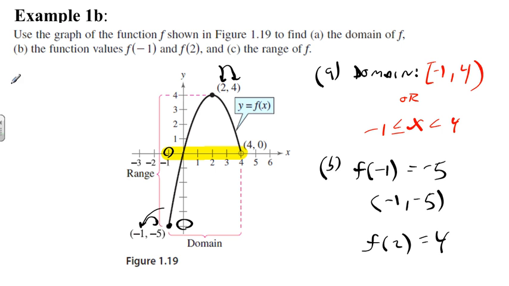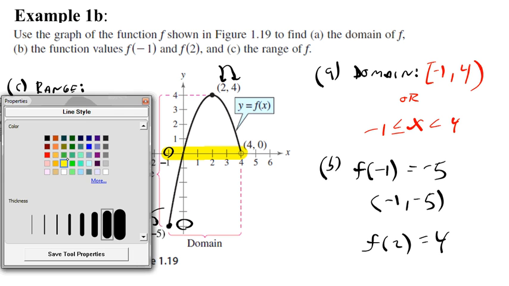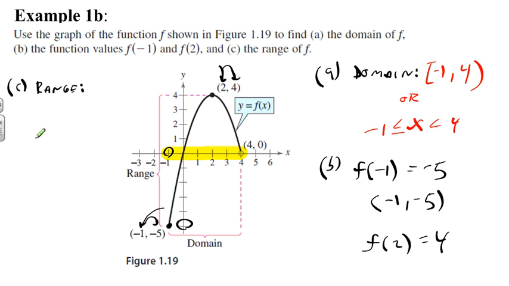Last but not least, let's find the range. If I want to find the range, we want to find the lowest value on the y-axis that this goes to. So the lowest y value down here is -5, and the highest y value is 4. See right there? The lowest value is -5, and it goes all the way up to 4.